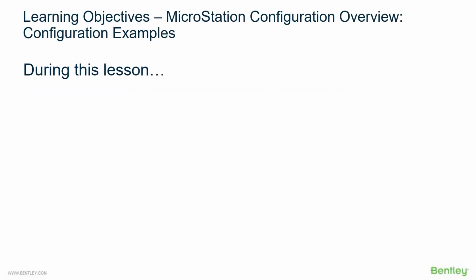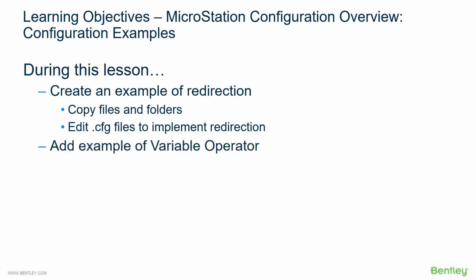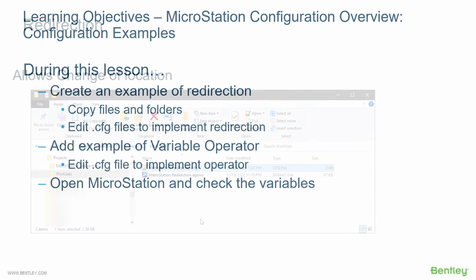The learning objectives for this lesson are: create an example of redirection. This will require copying files and folders and editing CFG files. We will also add an example of a variable operator. This will require another editing of configuration files. We will then open MicroStation and check the variables.